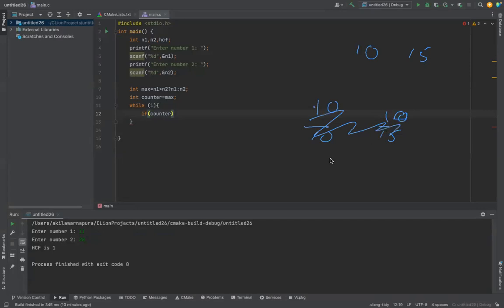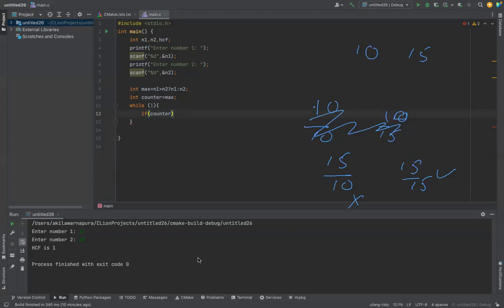First we have to start from 15. 15 divided by 10, 15 divided by 15. Yes, this is okay, but this is not divisible. Then we can go to 16, 17, until we get the common divisible.